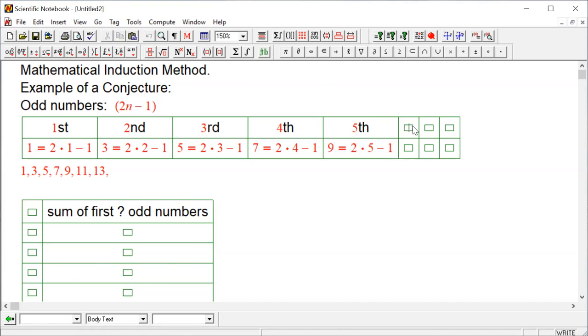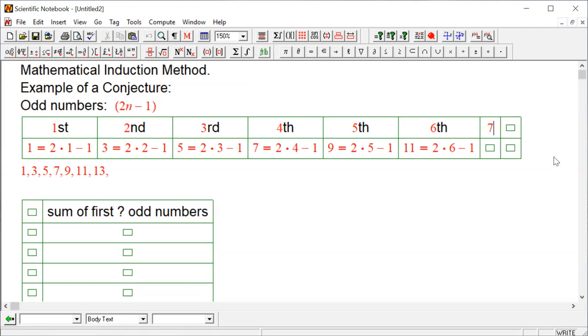So for the 6th odd number, I think by this time you got it. We should have 11, and 11 is expressed as 2 times 6, which is 12, minus 1, that's 11. And so on and so forth for 13.